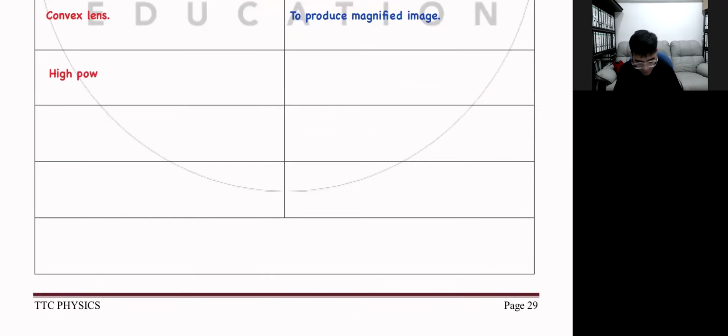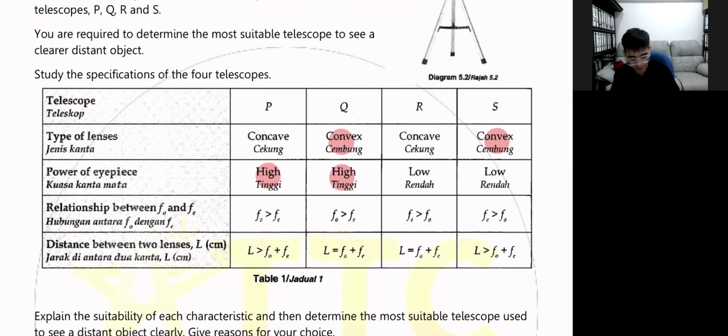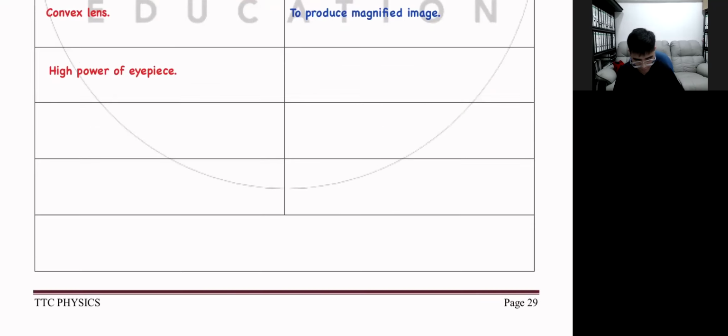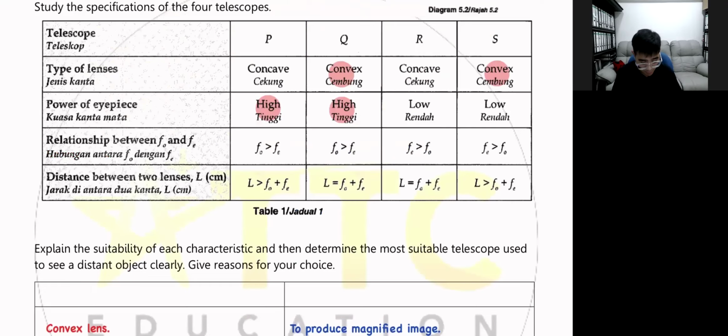So high power of eyepiece. Like I said, why? In this case, you can write: to increase the magnification of the image. Okay, so the third one, the relationship between FO and FE.